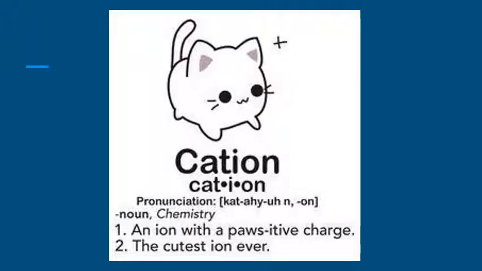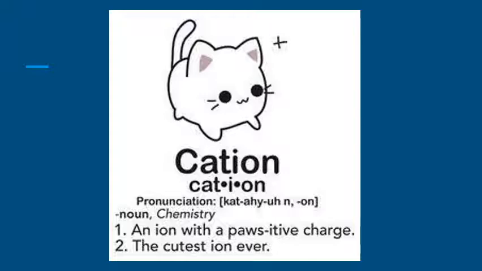For our final slide, I wanted to review cations and anions with this cute picture of a cat, because it'll help you remember the difference between a cation and an anion. So here we have a cation, which is an ion with a positive charge. That's a pun because cats have paws. Also, the cutest ion ever. It's not a super easy way to remember an anion.